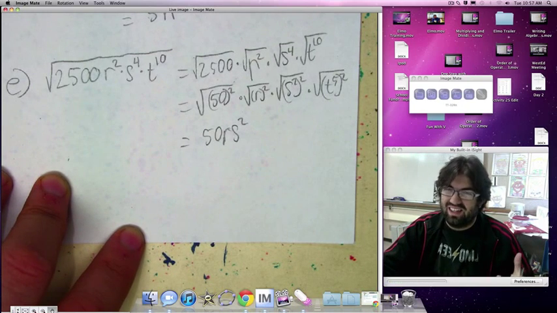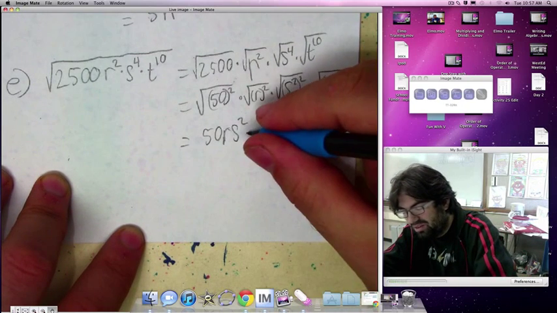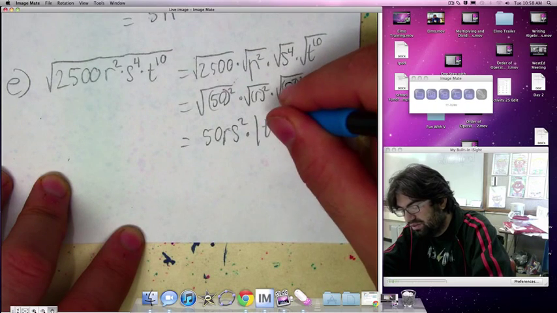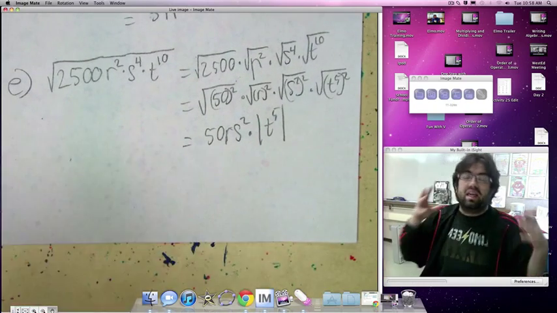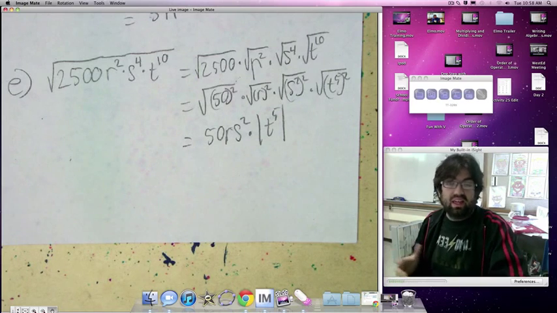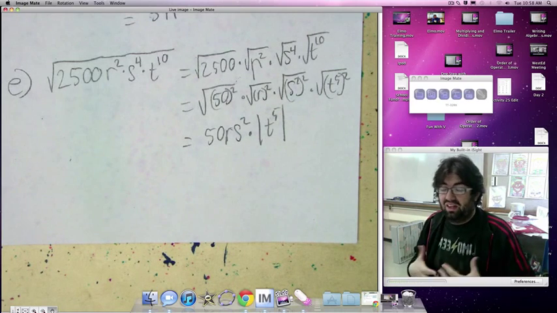The 5 is an odd power, so I have to put times the absolute value of t to the fifth, in case t happens to be negative. Again, it's a variable, it could be anything. That's why we have to do that.